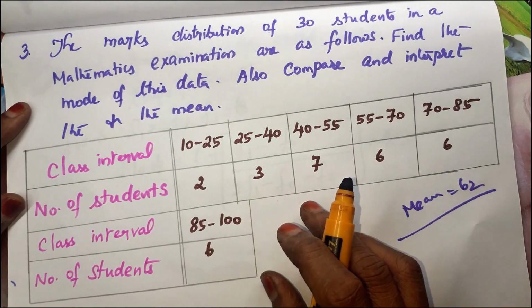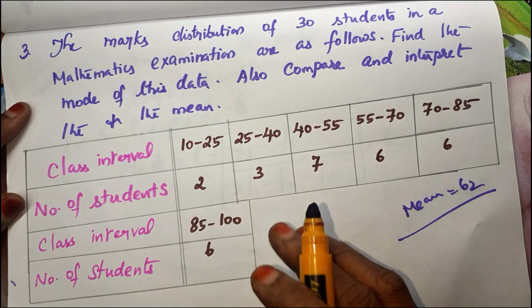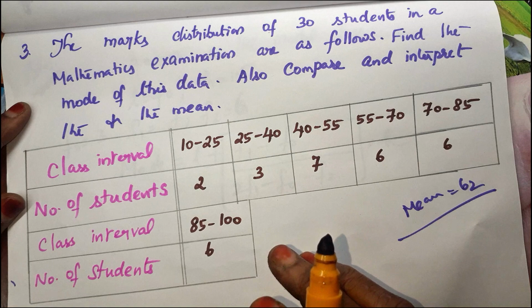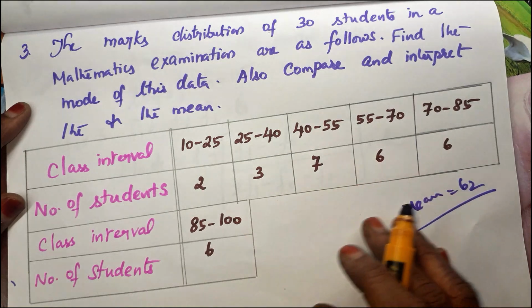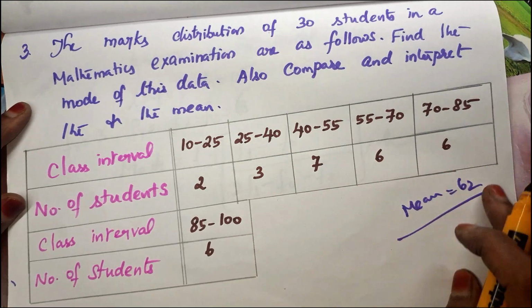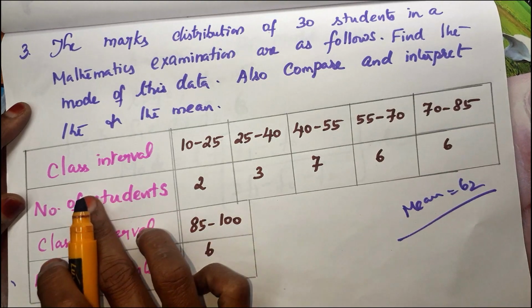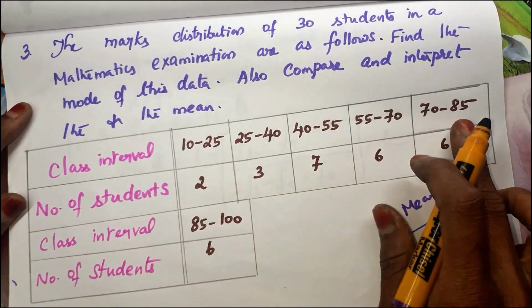In mode, we are going to calculate the maximum mark which a student got. So the maximum mark of a student and the average mark of every student. The average mark already we have calculated, it is 62. Okay, come to the data given. This is a grouped data.